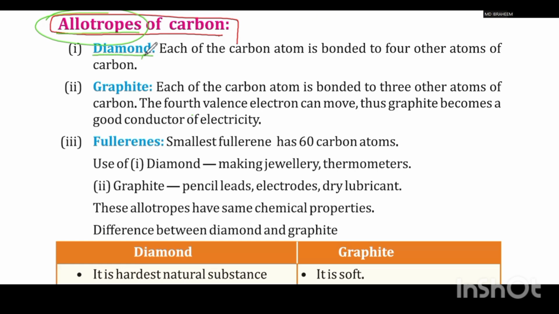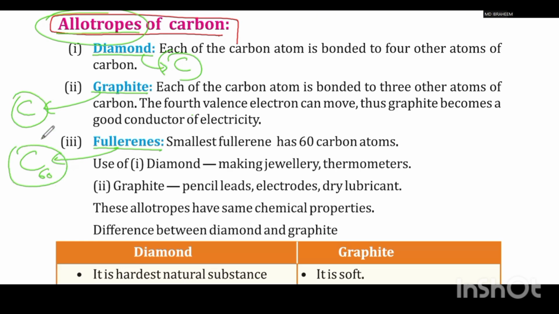Diamond: the formula of diamond is C. Graphite: the formula of graphite is C. Fullerene, or Buckminster fullerene: the formula of fullerene is C, or sometimes it can be written as C60. Chemically, diamond, graphite and fullerene are the same. It means they have the same chemical properties.